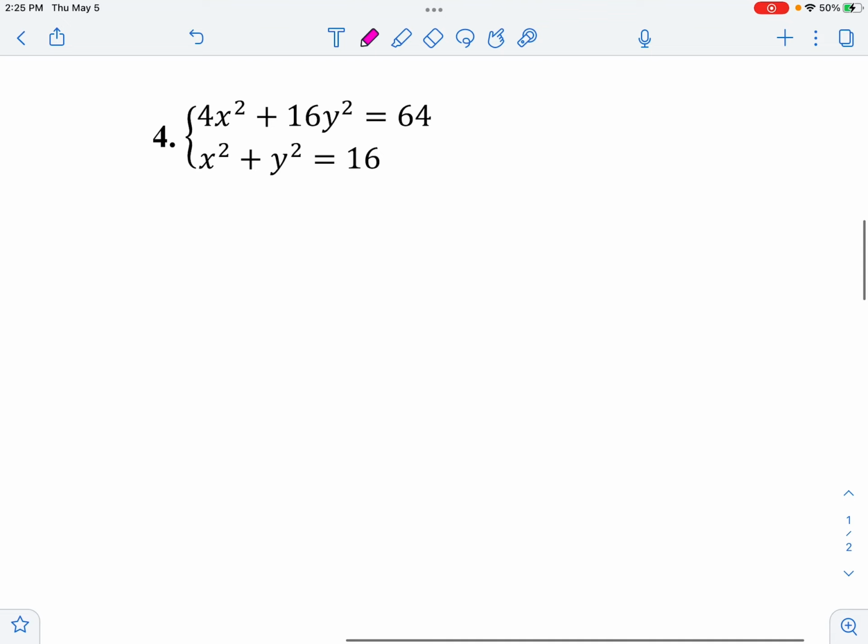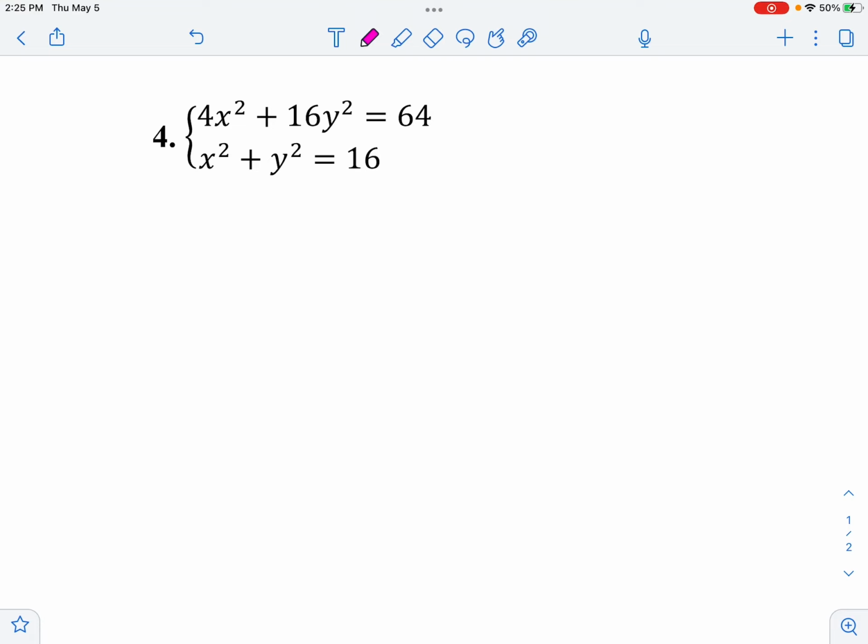All right, last but not least, we have two quadratics here. The first one, if you look at it, has addition separating an x squared and a y squared, but they have different coefficients on them. So this is an ellipse. The second one is a circle. So both of these are quadratics.